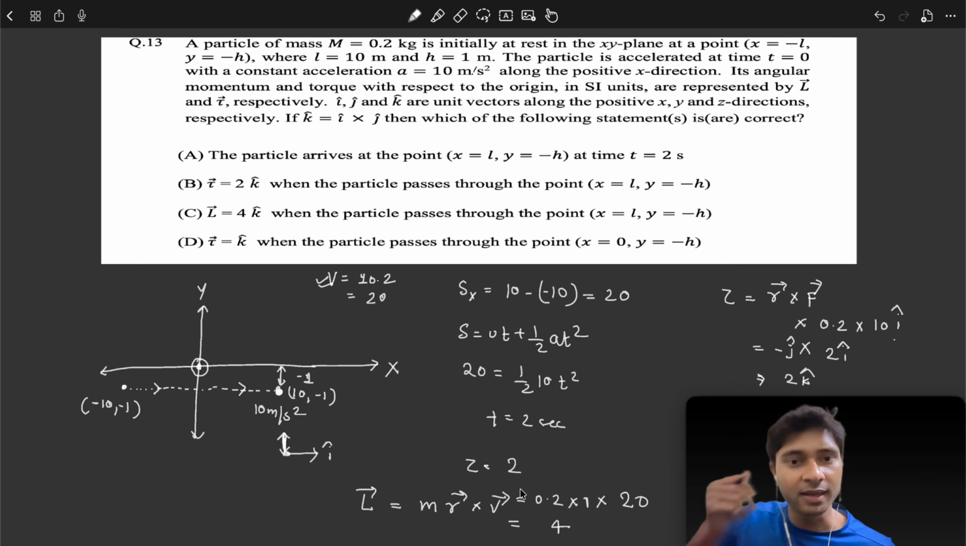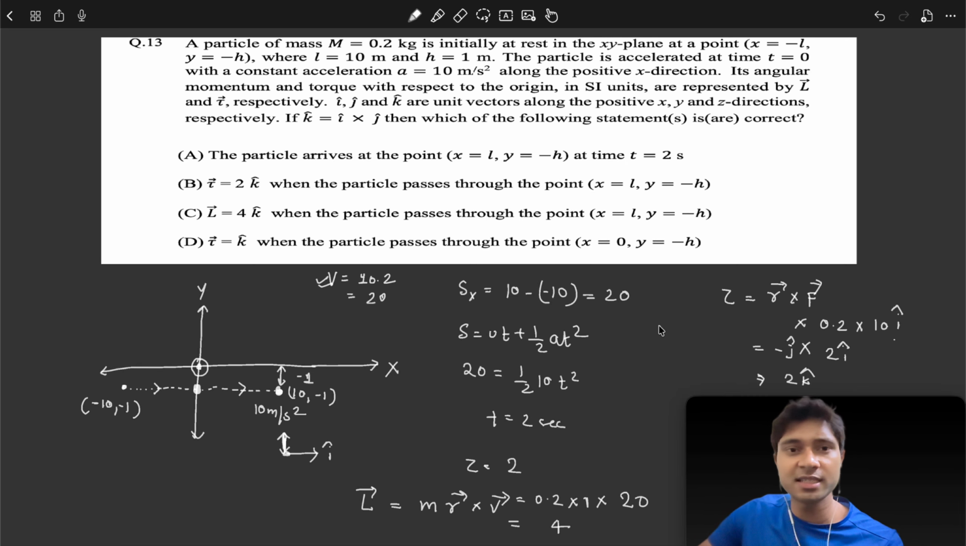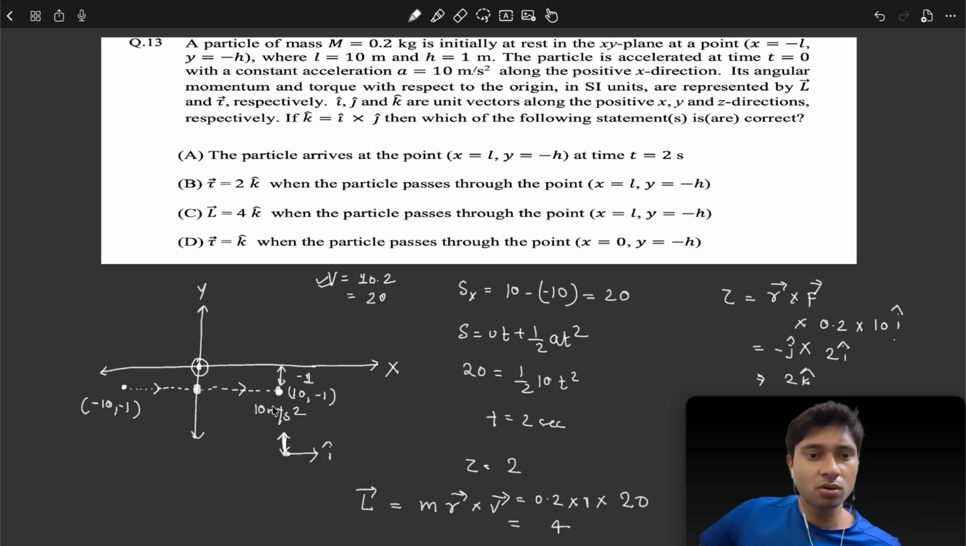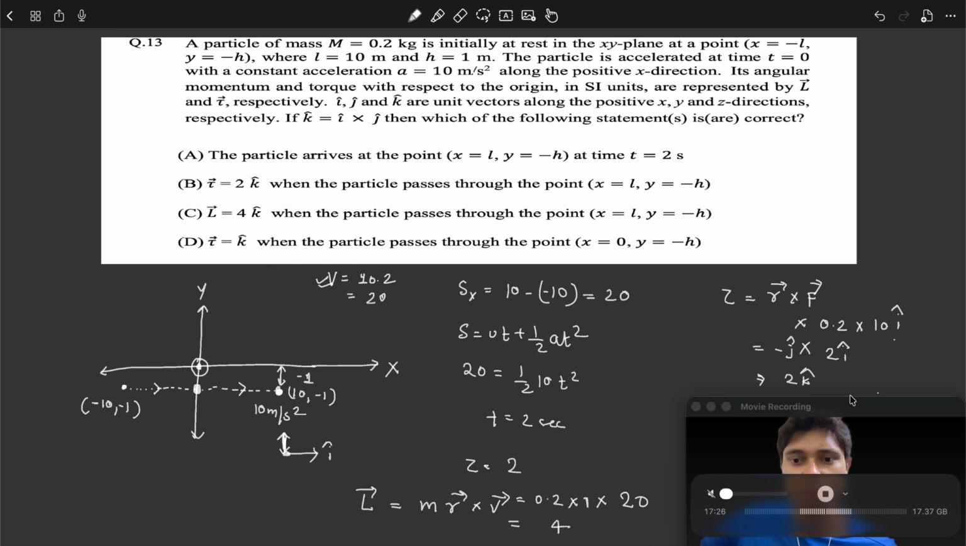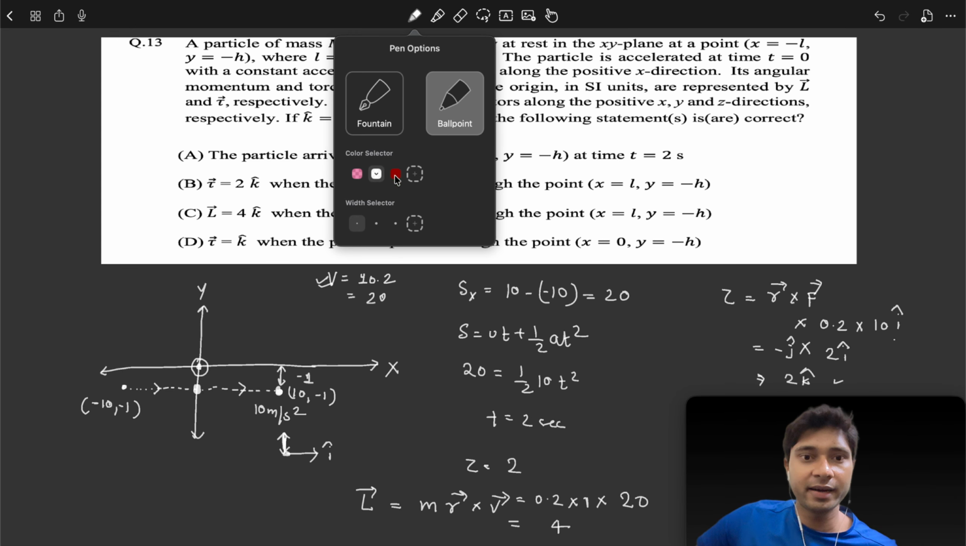Let's see option D. When torque is k cap and the particle passes through the point x equal to 0, y equal to -h, what will be the force? Force will remain the same, because acceleration was the same throughout the motion. So force will be the same, and perpendicular distance is also the same. So torque will also remain the same. Torque should be 2k cap, not k cap. So A, B, C are correct, and D is wrong.